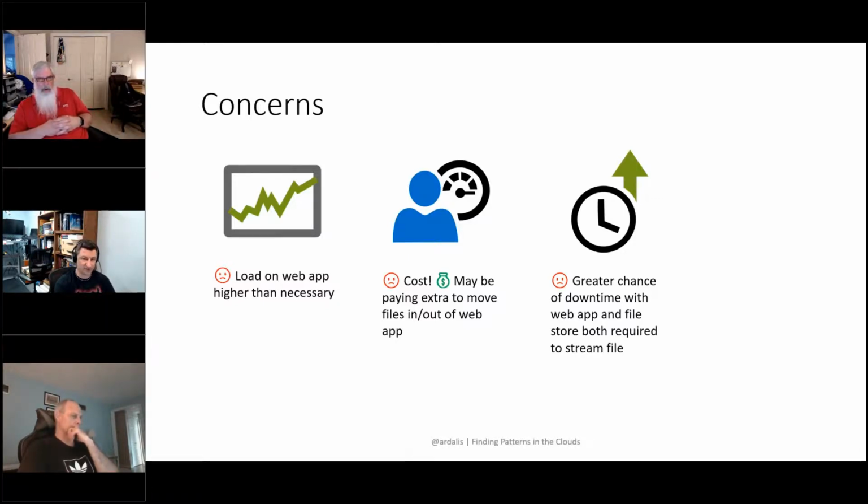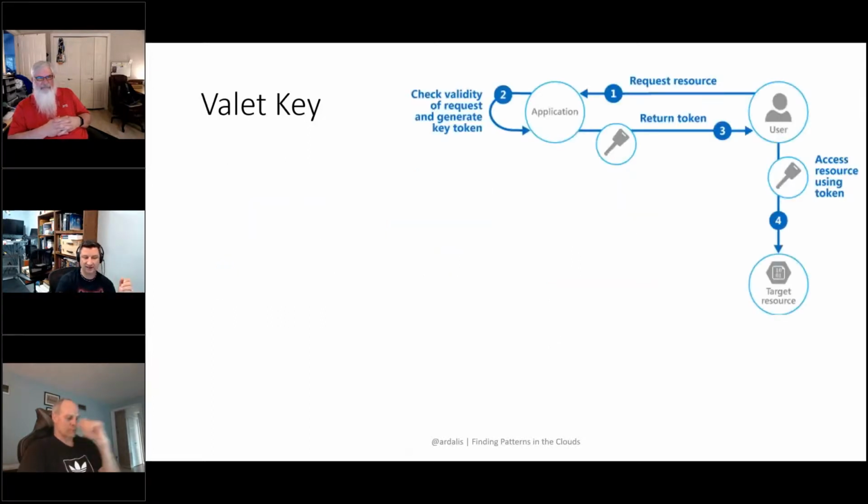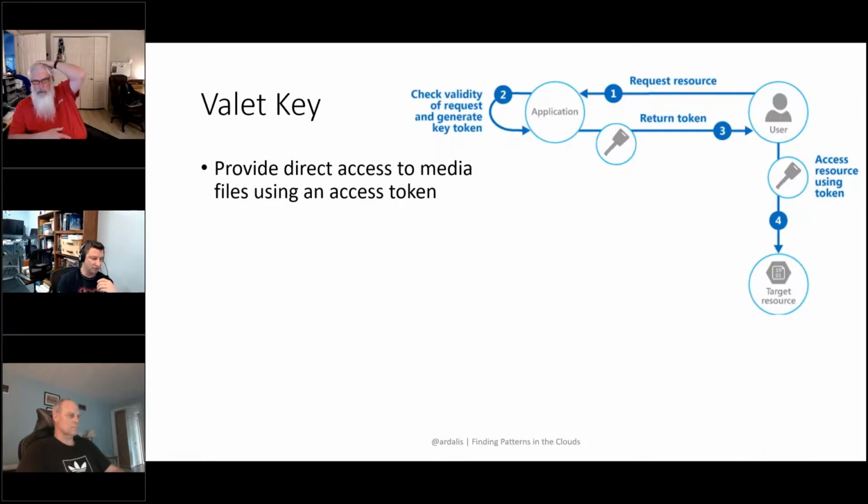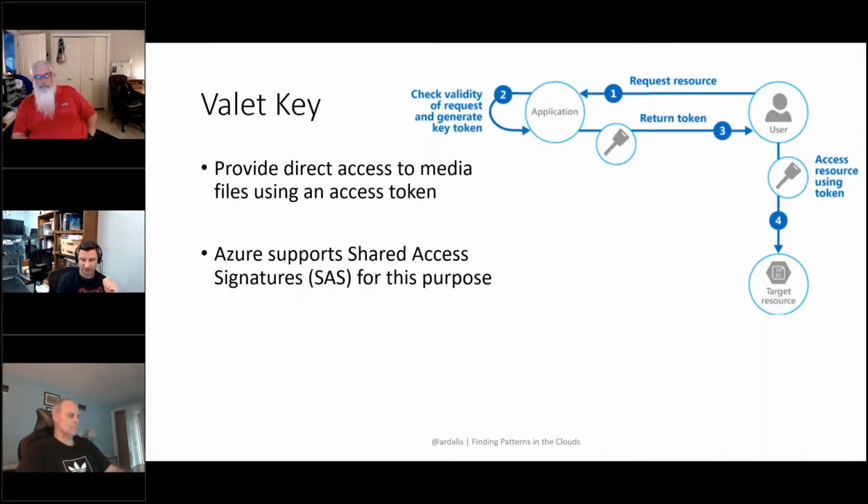So the next cloud-based pattern that you should know about if you ever run into this is called the valet key. And the way the valet key works is the user goes to the application and says, hey, I need to download this file. The application does not give them the actual file, but instead returns them a token, and that token can then be used to go and get the resource from the target store. So you provide direct access to the media file if they have an access token. Azure has a thing called Shared Access Signatures, SAS, just like my initials, for this purpose.